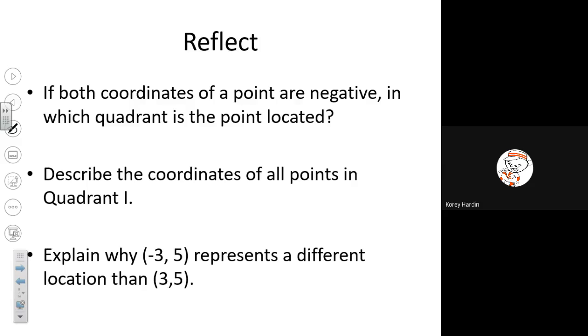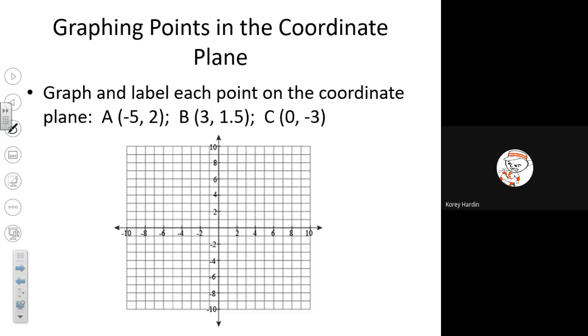So explain why -3, 5 represents a different location than 3, 5. Well, -3 is different than 3. -3, 5, I'm going to the left 3 spaces first, then going up 5. 3, 5, both of those are positive, so I'm going right 3 spaces and then up to the 5th one. Okay, and that's why that happens.